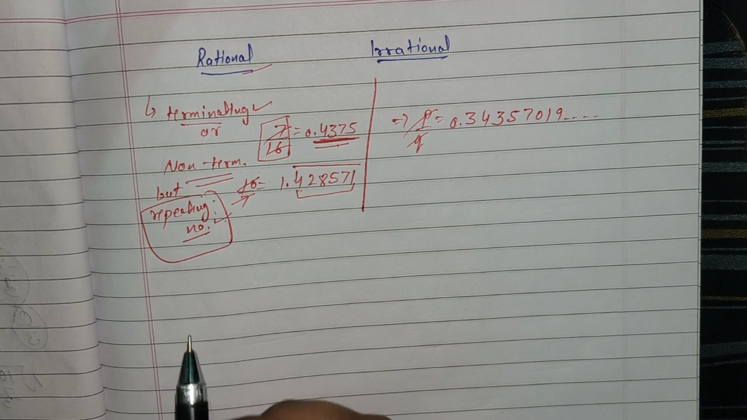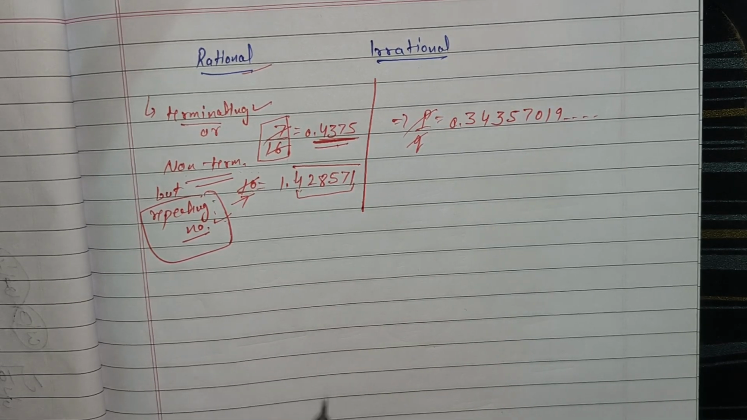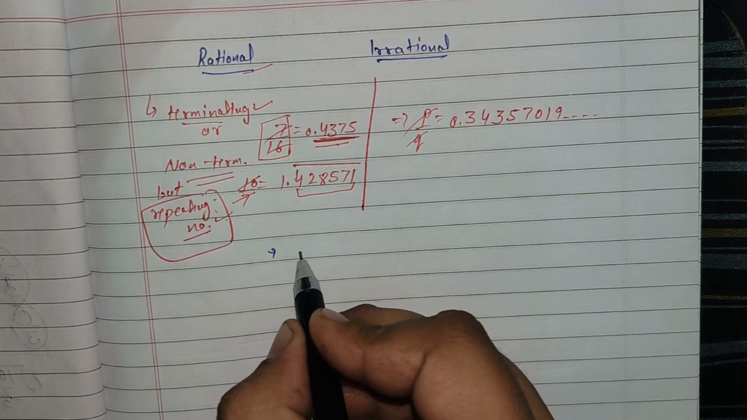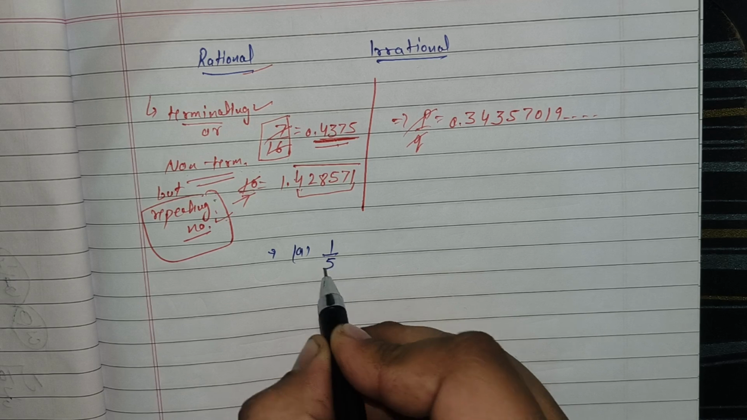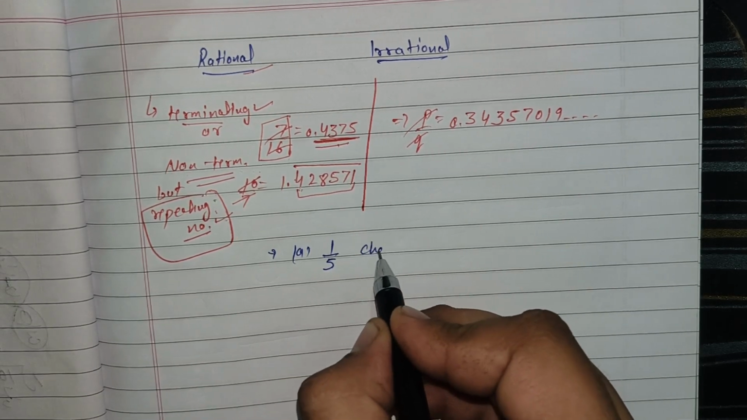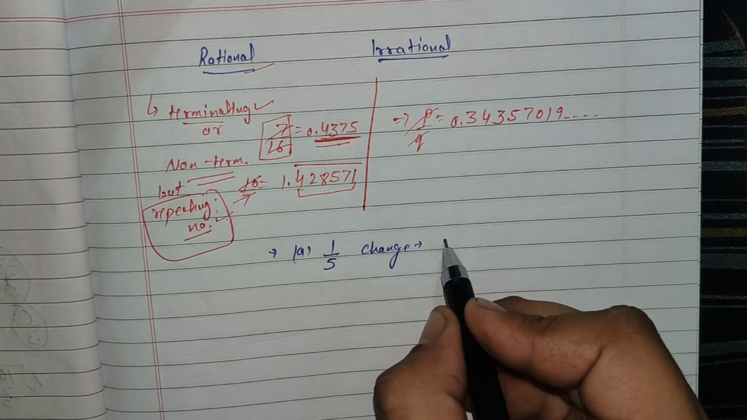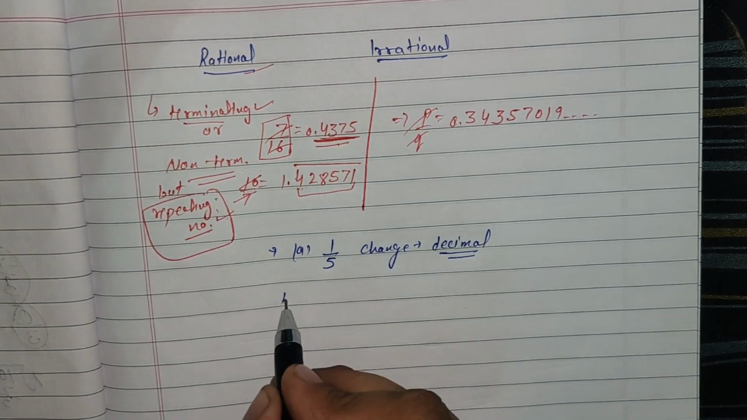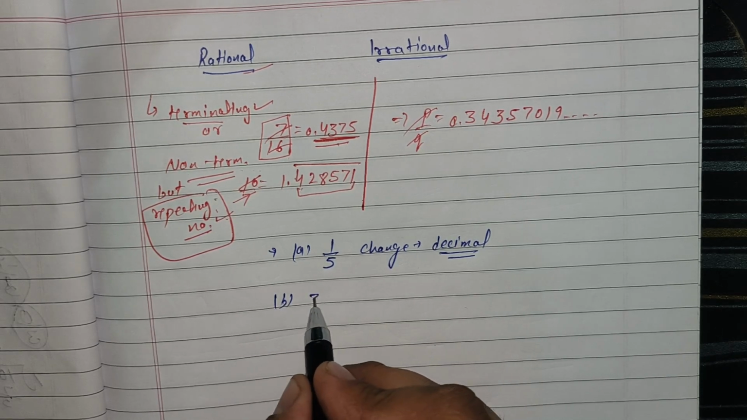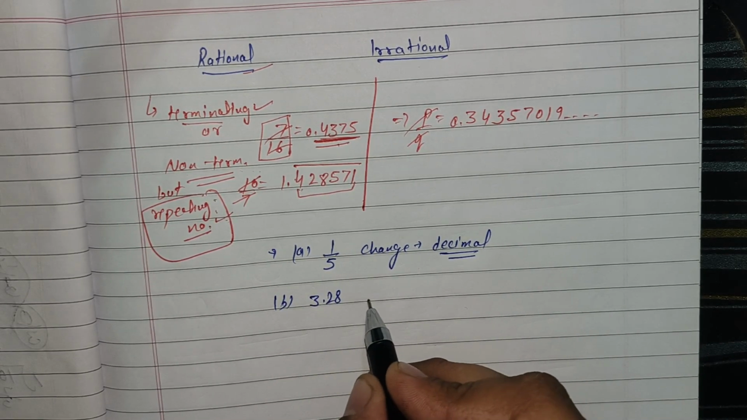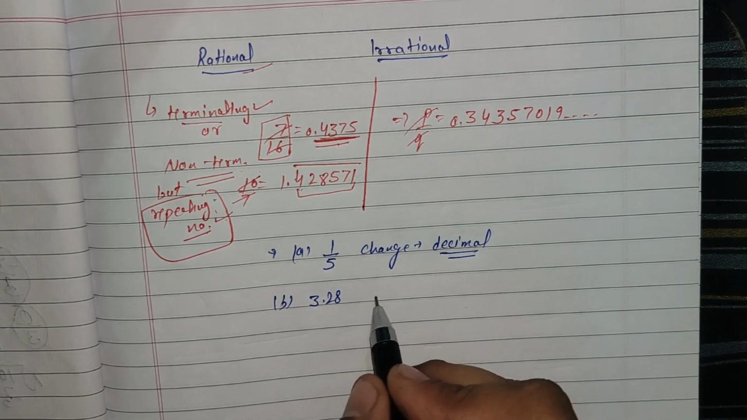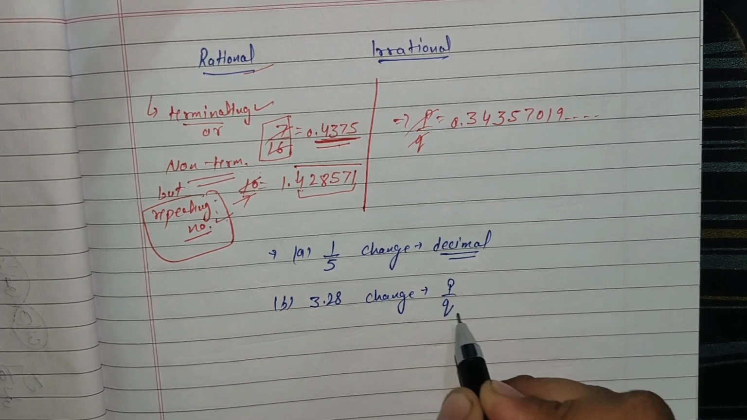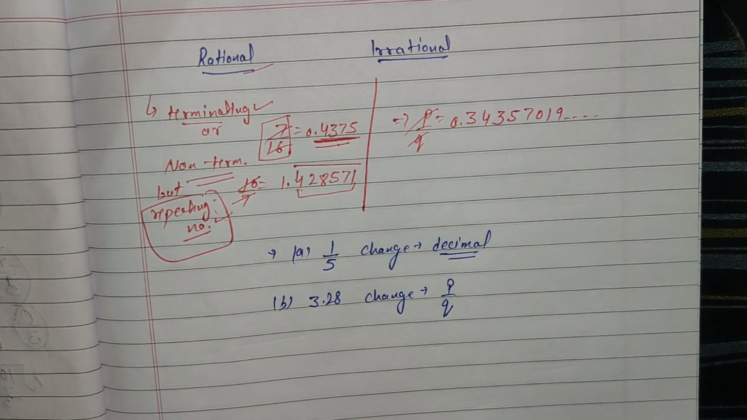Now in the exam we are going to get questions of the very basic type. For example, there will be questions where we have a fraction, let's say 1 upon 5, and they ask us to change it into decimal form. Or we get a decimal number, let's say 3.28, and they ask us to change it into the form of P upon Q. So we are going to do that right here.